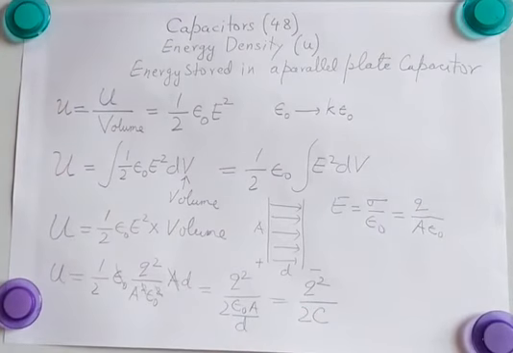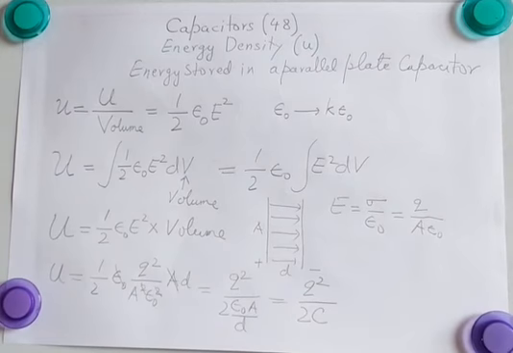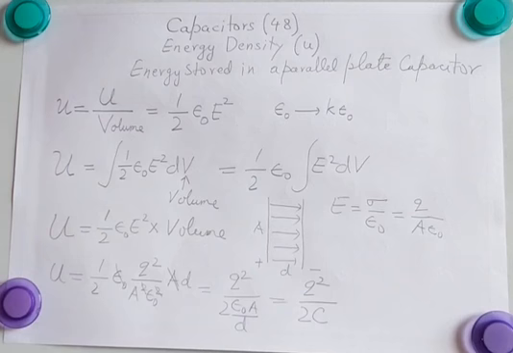So we have learned that the energy per unit volume is called energy density. Wherever electric field is present, energy density is given by half epsilon naught E square. If E is varying, we have to do integration. If the electric field is uniform, like between the parallel plates of a capacitor, to find the total potential energy, we can just multiply half epsilon naught E square with volume, and that turns out to be Q square by 2C. So this is the energy stored in a parallel plate capacitor, Q square by 2C.